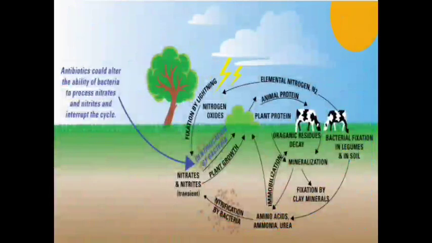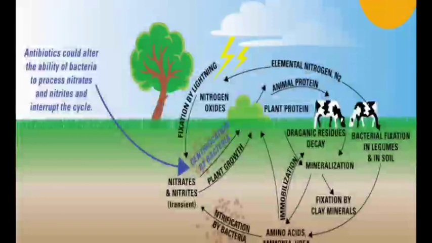Okay, so this is it for the nitrogen cycle, and you can see the nitrogen cycle diagram here. Antibiotics could alter the ability of bacteria to process nitrates to nitrites and interrupt the cycle. Here, that is denitrification by bacteria. Okay, so this is plants.